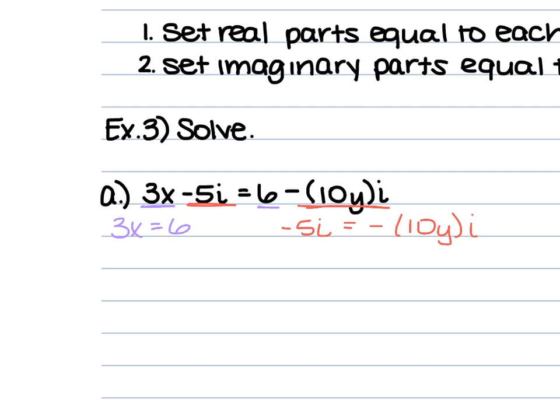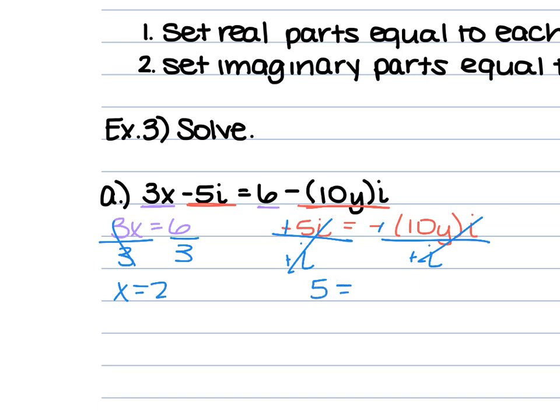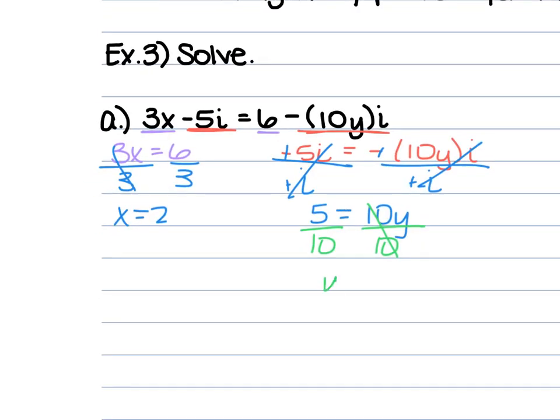Work with the 3x is equal to 6 first. Divide each side by 3. We get that x is equal to 2. For the other side, we can divide each side by i, as well as a negative, to make everything positive without working with the i's. So we're just working with 5 is equal to 10y. We divide each side by 10, and we get that y is equal to 1/2. So x is equal to 2, y is equal to 1/2.